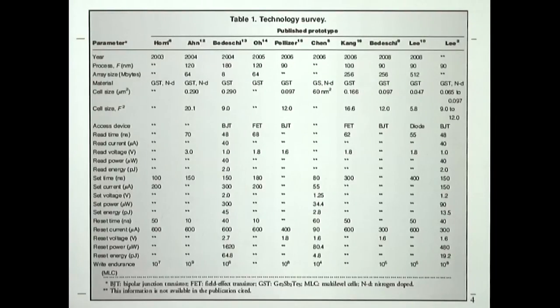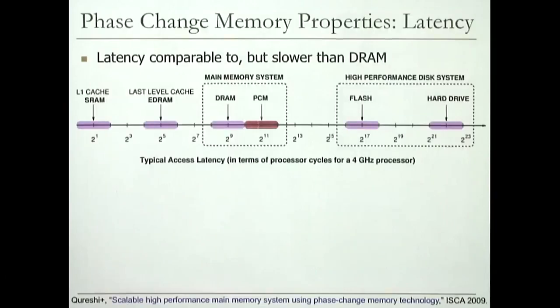OK, you can stare at this for a long time, but this is just to show you that it's not easy to actually even study this technology. OK, but let's abstract. As an architect, you need to actually make sense of what you're given at the lower level, even if you don't have good models. At the bigger picture, where is this? Basically, it's very close to DRAM in terms of latency. So latency is comparable to DRAM, but it's slower. 4x is what a lot of people assume. This paper assumes that, which I'm going to talk about also.